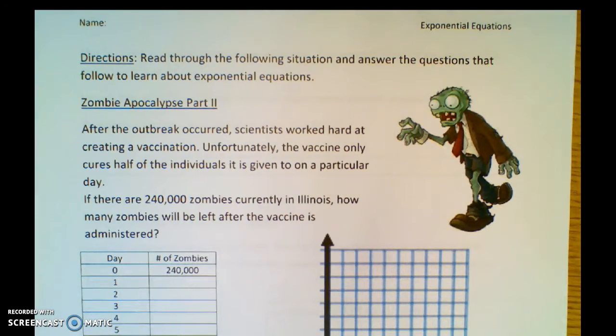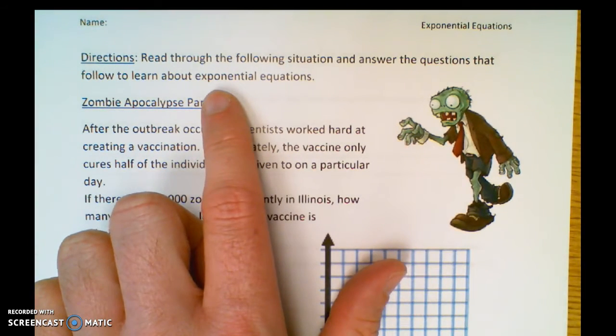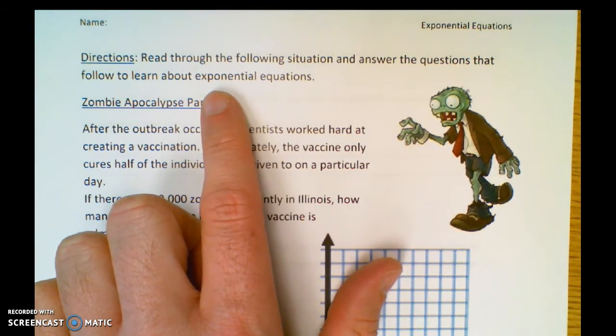Alright, so now that we've looked at growth, we're going to look at the other side of this with exponential equations, which is called decay. We're going to see how that works, and we'll keep using that idea of the zombies to help us do this. So it says, read through the following situation and answer the questions that follow to learn about exponential equations.